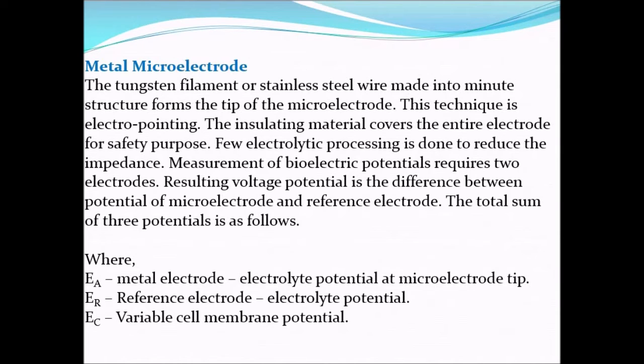As I said in the previous slide, one electrode is kept inside the cell and another is kept outside. That is the reference electrode. The sum of the potentials is the electrode potential. What are the three potentials? EA is the metallic electrode's electrolyte potential at the microelectrode tip, ER is the reference electrode's electrolyte potential, and EC is the variable cell membrane potential.